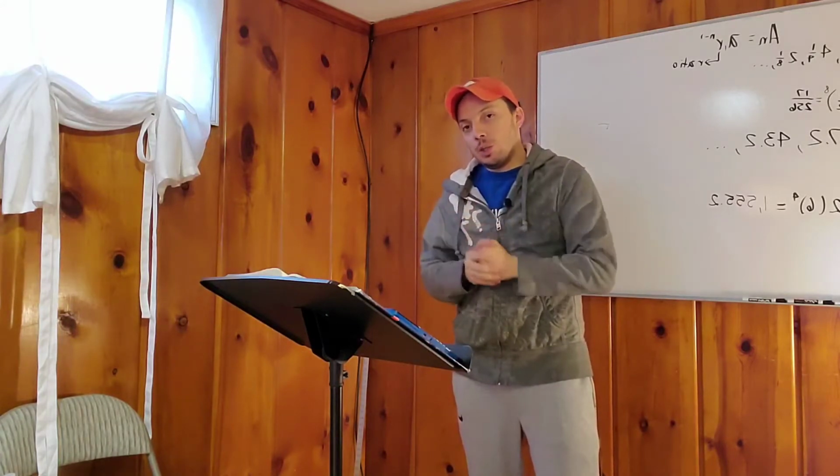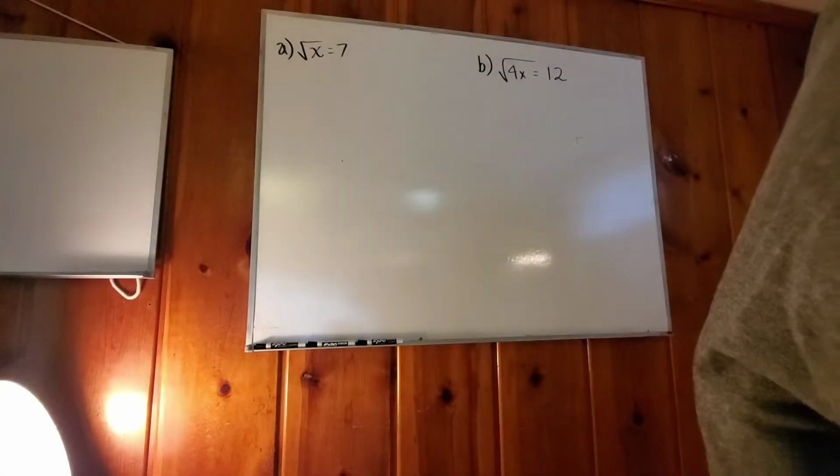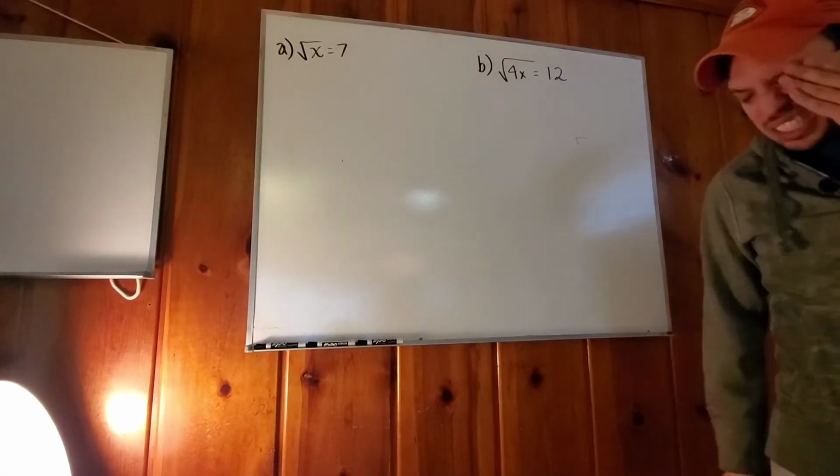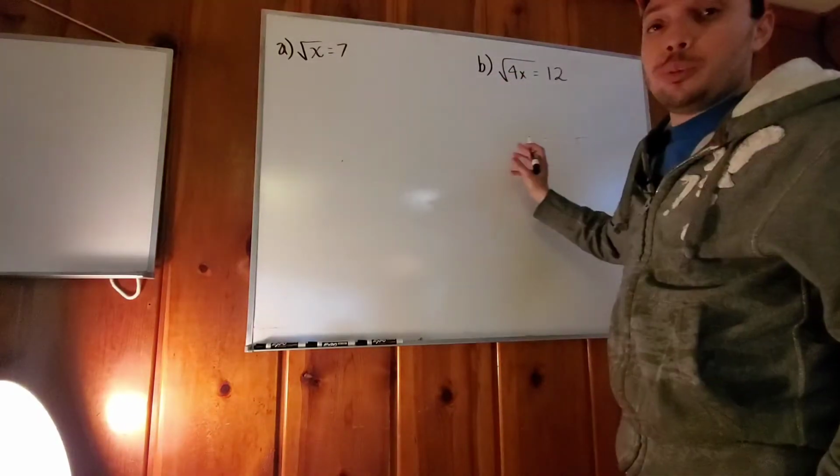Let's get into the lesson. All right, example 1. This is A and B. So I'm going to actually check these. That's why I wrote them like this, a little bit spaced out.